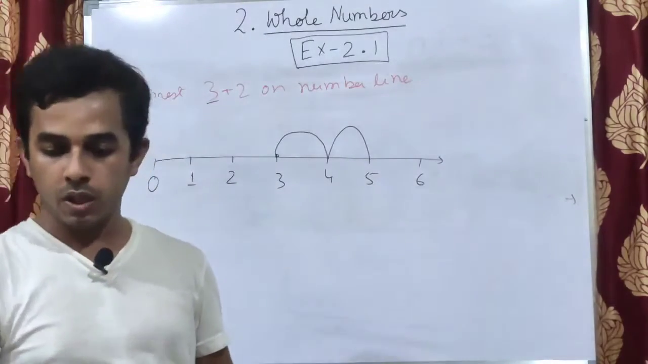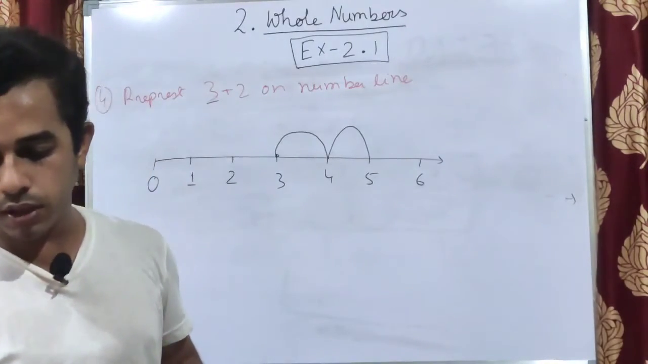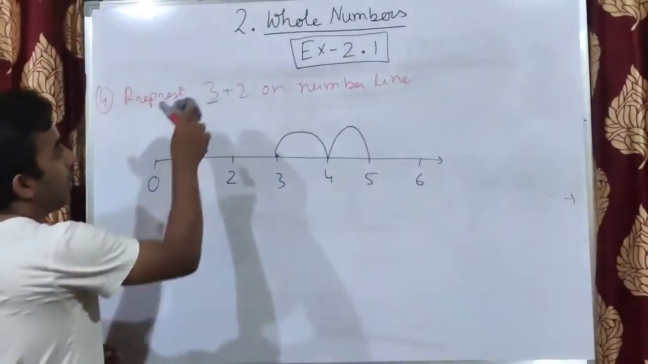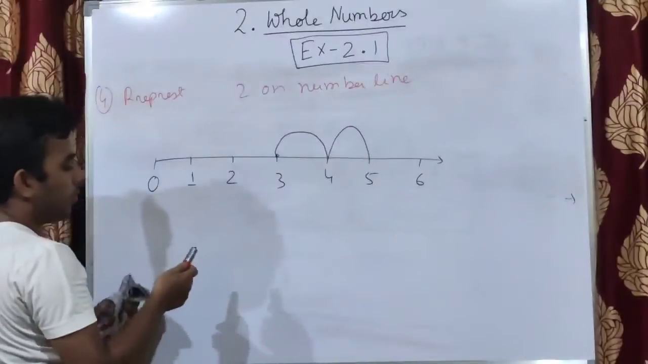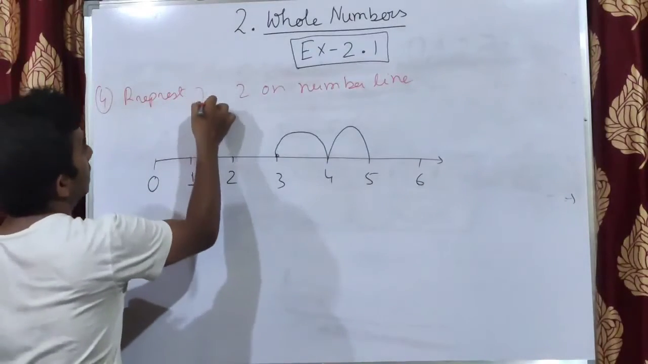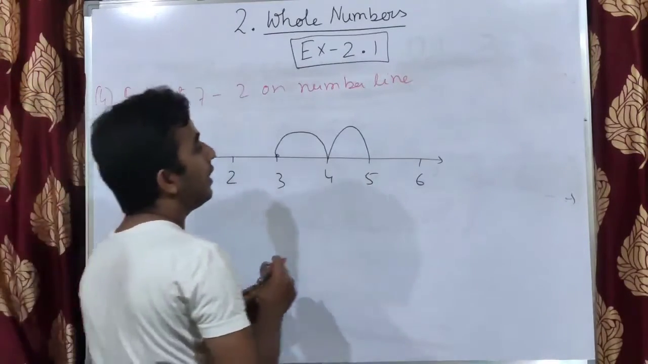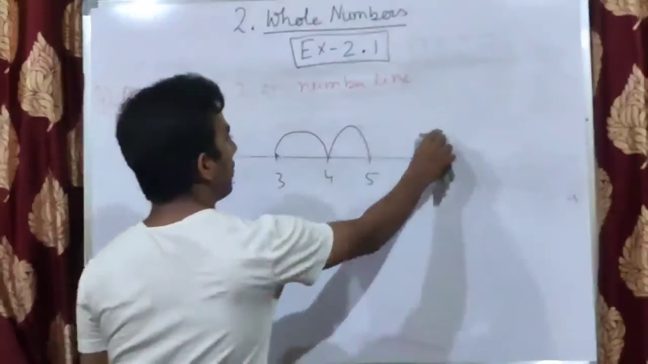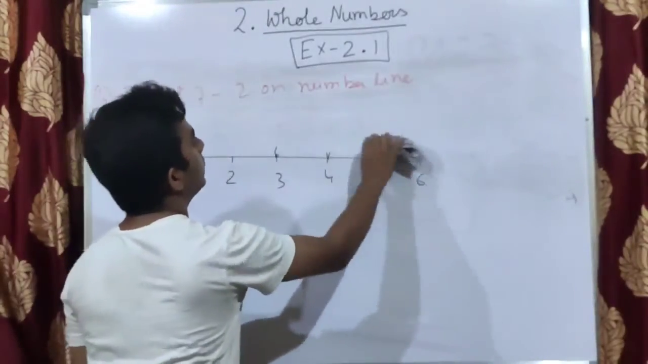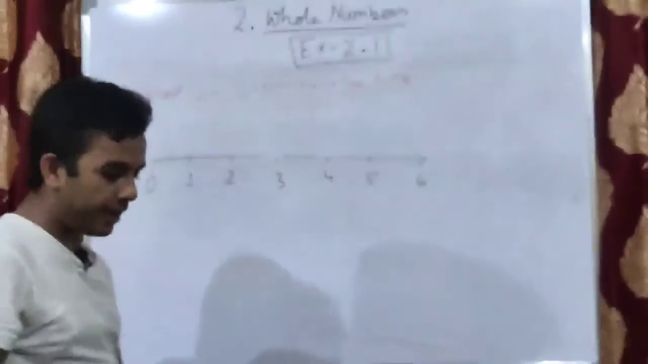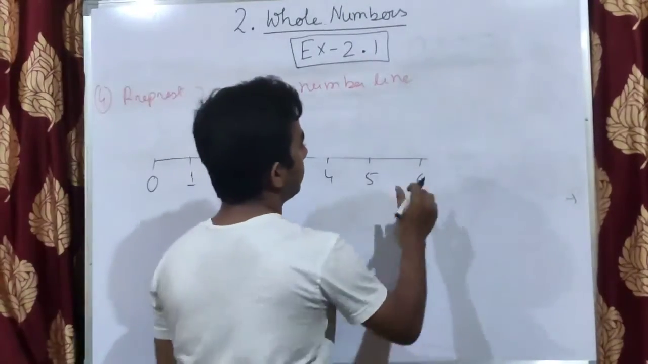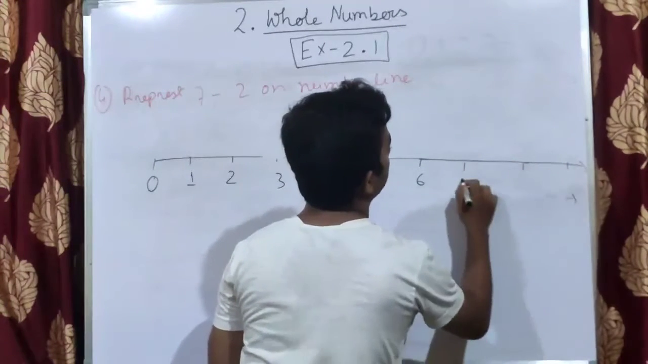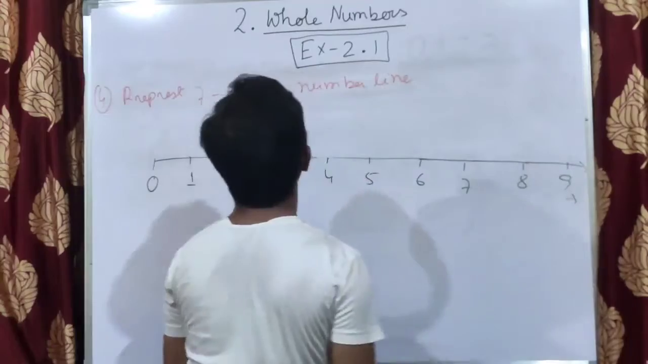Now the fifth question is: represent 7 minus 2 on the number line. What we have to do? We have to represent 7 minus 2 on the number line. For this also we have to draw a number line, right? Here I have drawn a number line. 7, 8, 9.